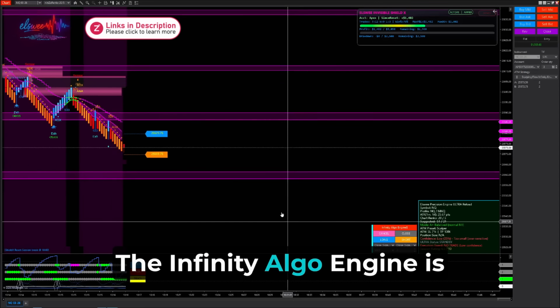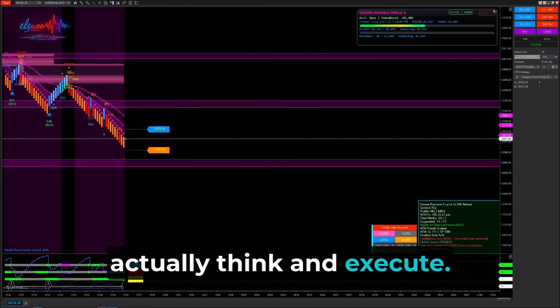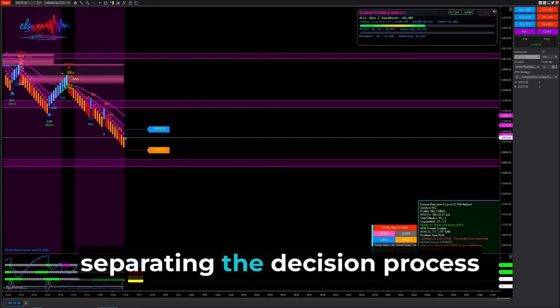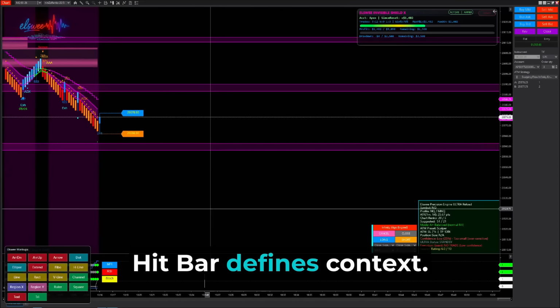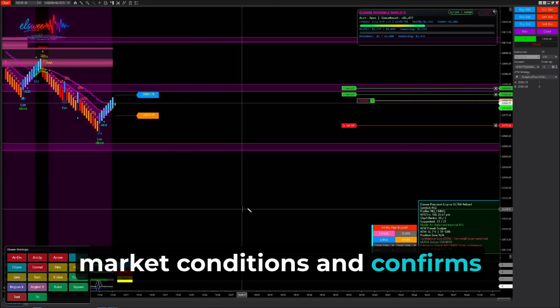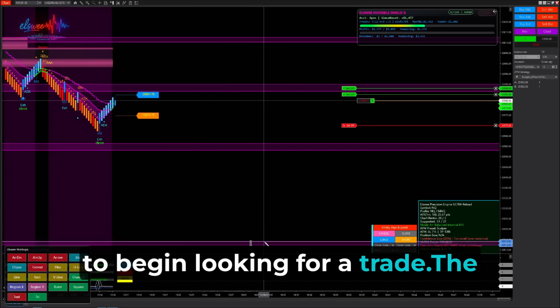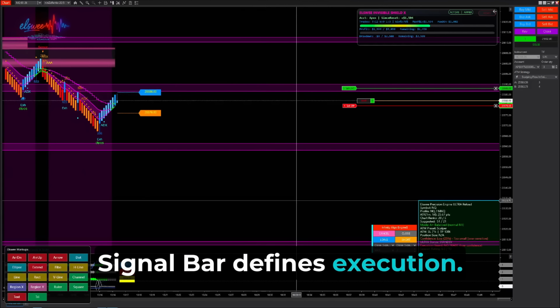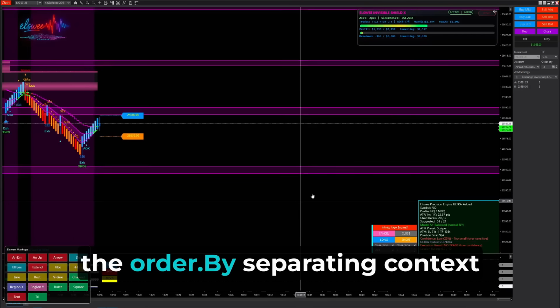The Infinity Algo engine is designed to reflect how traders actually think and execute. It does this by clearly separating the decision process into two critical stages. The hit bar defines context. It's the candle that validates market conditions and confirms that the environment is suitable to begin looking for a trade. The signal bar defines execution. It's the candle that confirms the entry criteria and triggers the order.